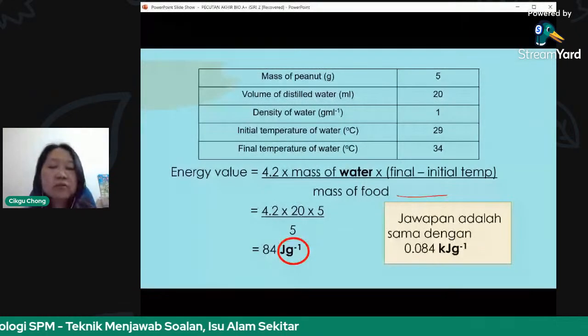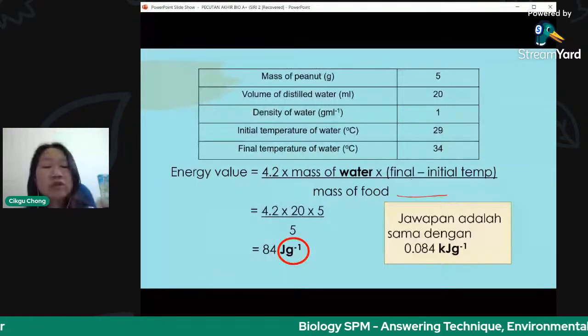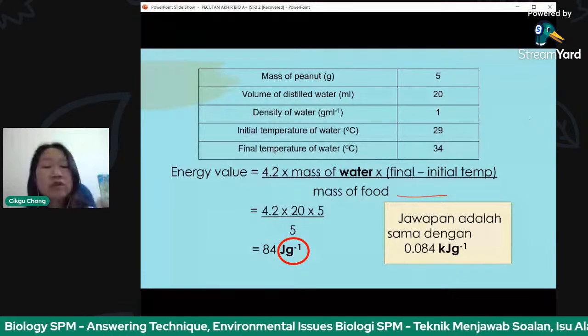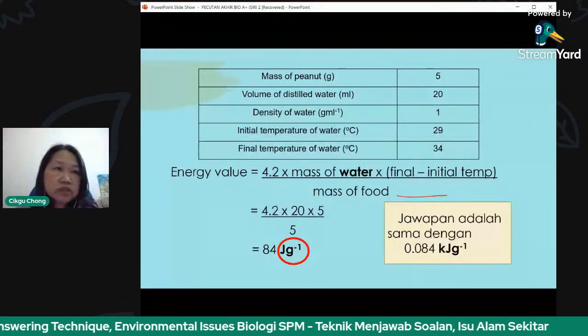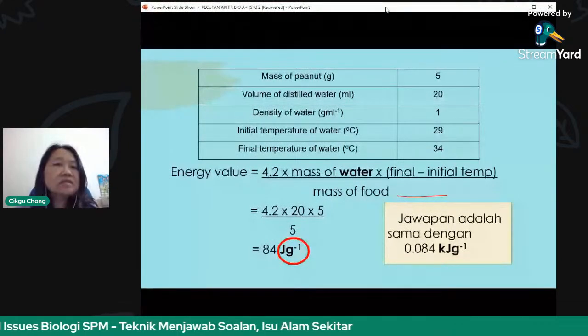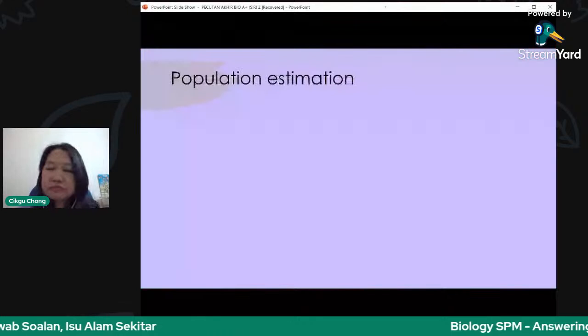which is the same as 0.084 kilojoule per gram. So remember, your 1,000 there is to convert it into kilojoule. If you don't put your 1,000, you can still get the answer, but make sure your unit is J, which is joule, not kJ. Okay, so those are the minor mistakes students will make. Okay, if no question, let me carry on. Next one. Okay, population estimation.